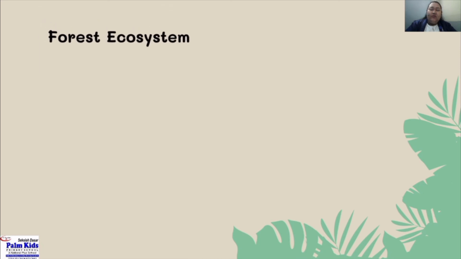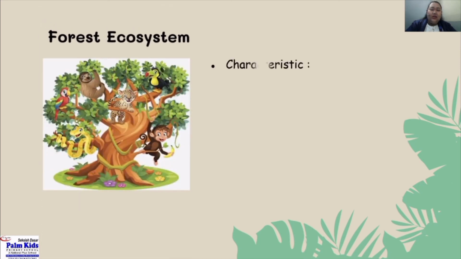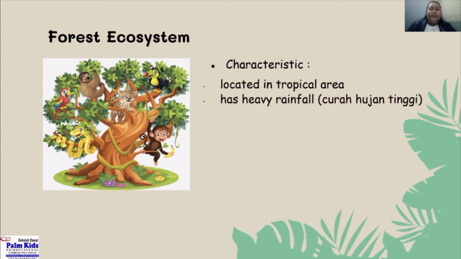The first type of ecosystem is forest ecosystem. The characteristics are usually forests located in tropical areas, for example Indonesia. So as you know, Indonesia has many forests, tropical forests.